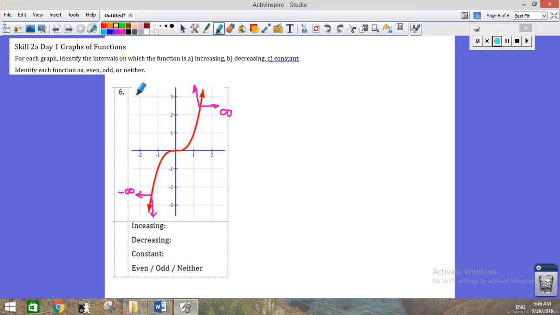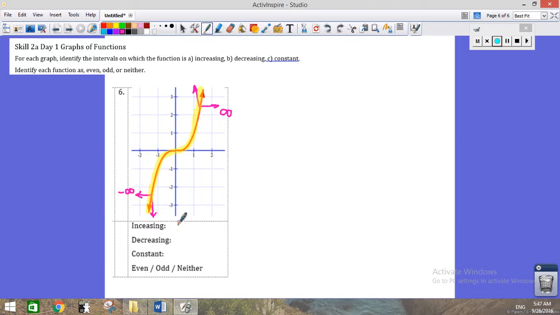So I always work on the graphs from left to right, because as you move left to right, the values of x increase. And as x is increasing here, I'm also going up, so y is increasing. Now y continues to increase, and then it starts increasing really slowly, but it's still increasing slightly, and it goes through the origin, and as x increases, y is still increasing slightly. Then the rate of increase picks up, and we're definitely increasing there.